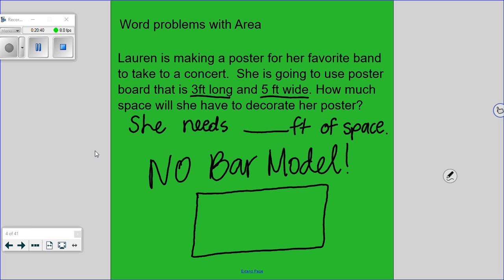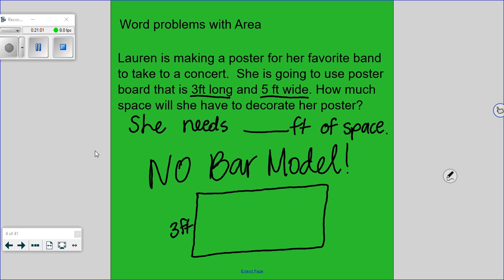Or it could be the other way. Sure. Here's my poster. It says 3 feet long. This side is 3 feet long. Could I have made that my top side? Sure. Length, where it is on my shape, does not really matter.